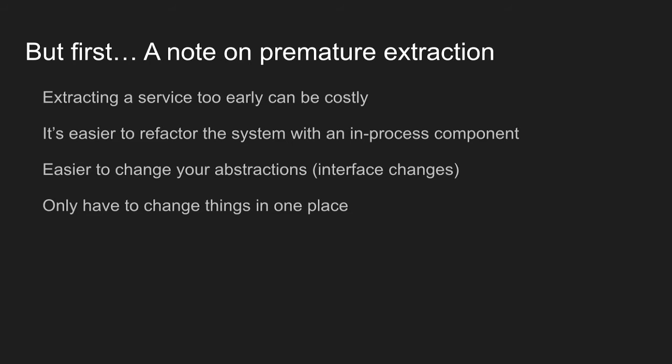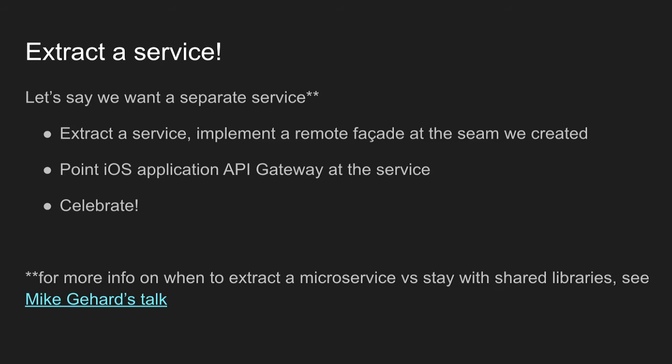So change things in one place where possible, live with that component until you really need to break that out into a service. Well, let's say we do. We really want a separate service. We really want that rewards points mobile application. Okay, so we're going to extract a service, implement a remote facade in our legacy application that calls into our new service. So we're maintaining the existing behavior. And then we're going to point our mobile application's API gateway to that new service. And then we have our iOS app.